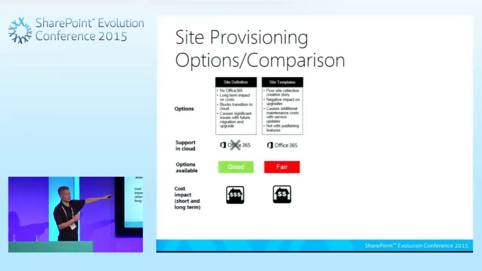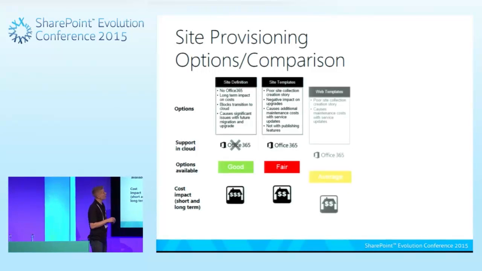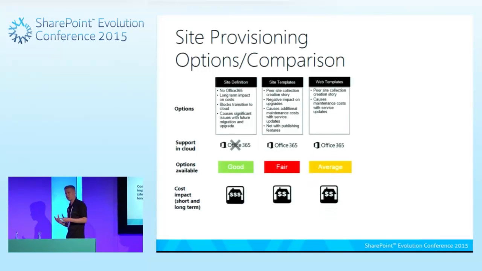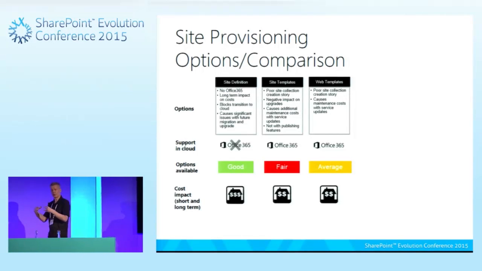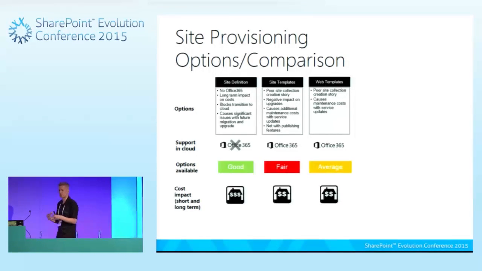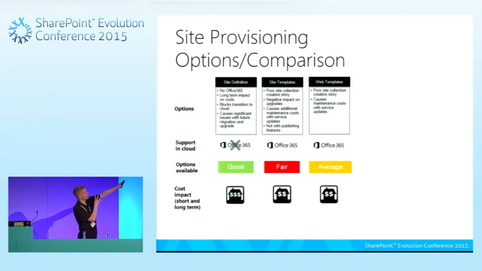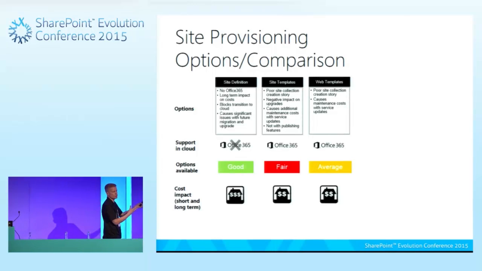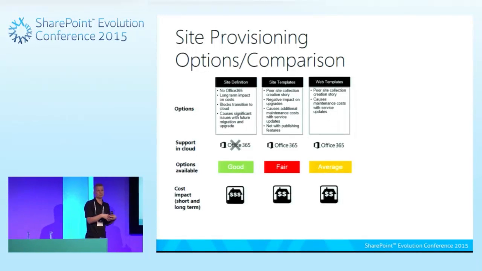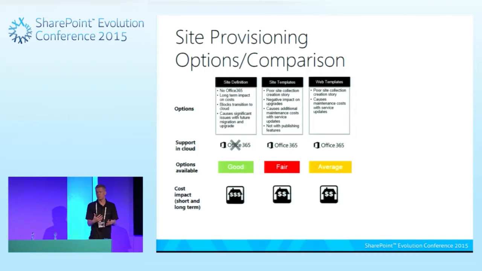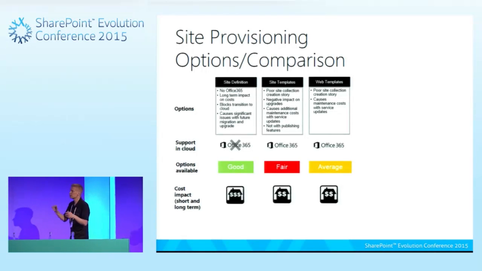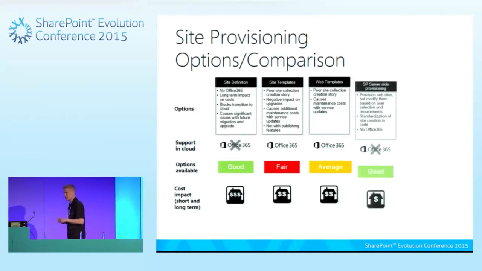Cost impact is slightly smaller, but the longer-term impact is actually bigger. Then we introduced the web templates, which was a really cool thing in 2010. You were able to take ownership of and create those ONET XMLs by yourself. It's pretty much the combination of the site definitions and site templates. The options were higher because the publishing features are supported, but there were things like variations, which you couldn't do with web templates. And you couldn't build that multilingual, hierarchical copy with variations with web templates.